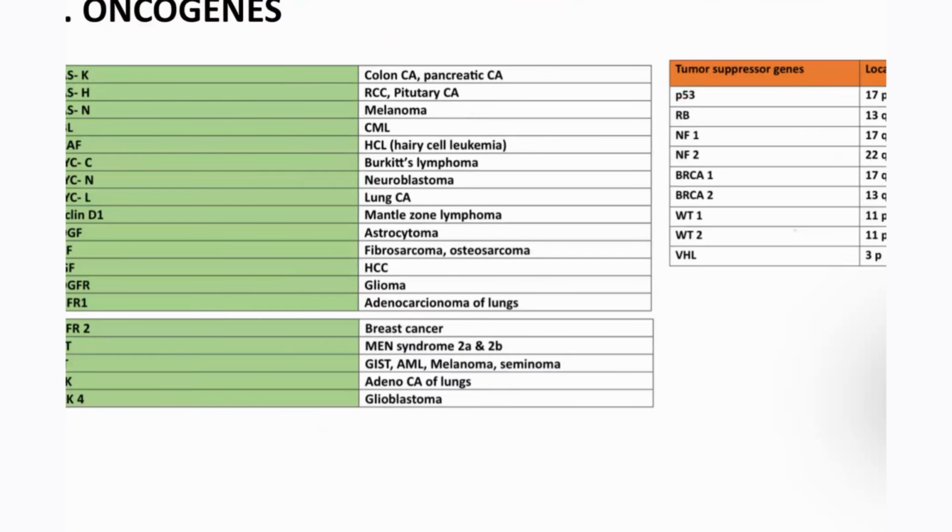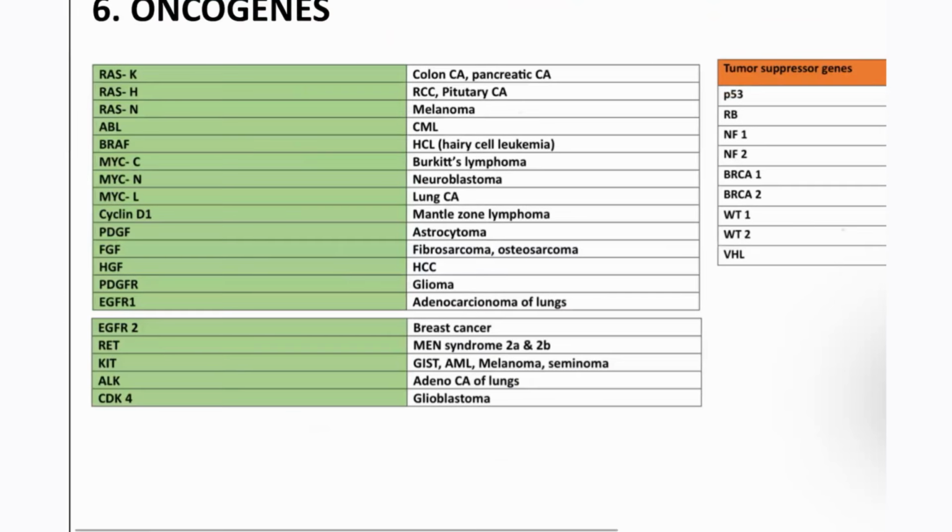What are the important ones? RAS-K is for colon cancer and pancreatic carcinoma. RAS-H for renal cell carcinoma, pituitary carcinoma. RAS-N, N for melanoma. ABL is for CML. BRAF gene for hairy cell leukemia. MYC gene is for Burkitt's, B and C, and N for N, neuroblastoma. L for L, lung cancer. Cyclin D for mantle zone lymphoma.